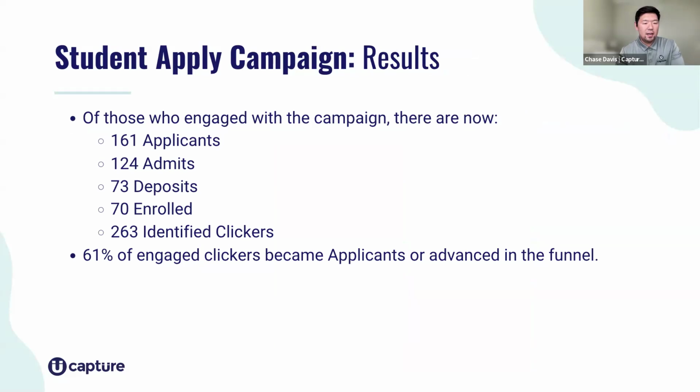So how did this actually perform? All right. Of the students that we identified, there were 263 students who engaged with our digital advertising. 61% of those clickers became applicants or they progressed through the funnel. You can see the breakdown here. There were 161 applicants, 124 of them were admitted by the institution, and ultimately 73 deposits and 70 students who enrolled for this class engaged with our digital advertising campaign, or student apply digital advertising campaign.